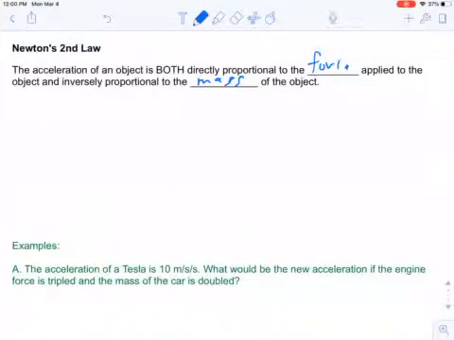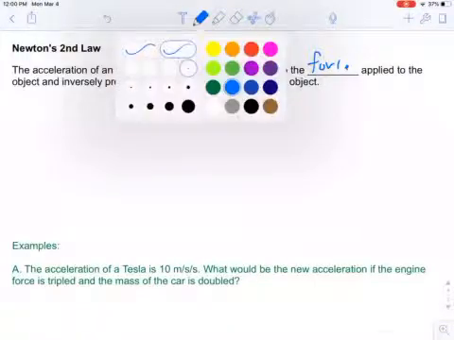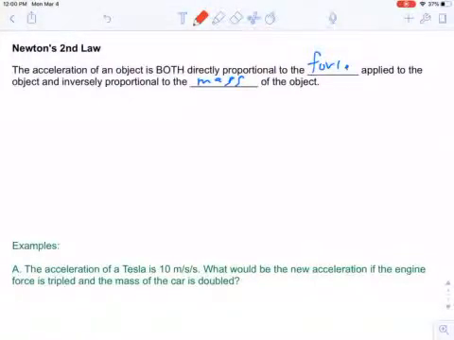So to put this into mathematical language, I'm going to do the equation here in red. The acceleration of an object, for that we can use the symbol A, and then is, we can use the equal sign for is, directly proportional to the force, so that's going to be force, and inversely proportional to the mass. That means mass has to be on the bottom, just like when we had y equals 1 over x.